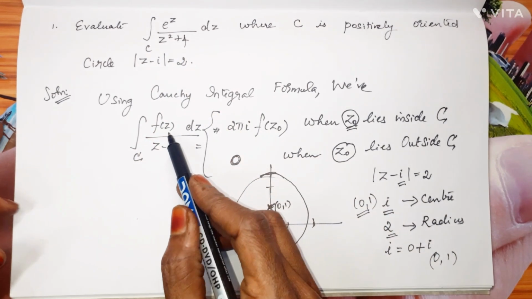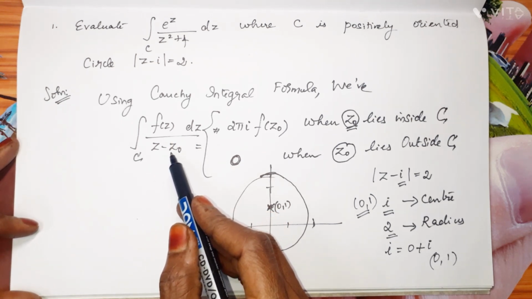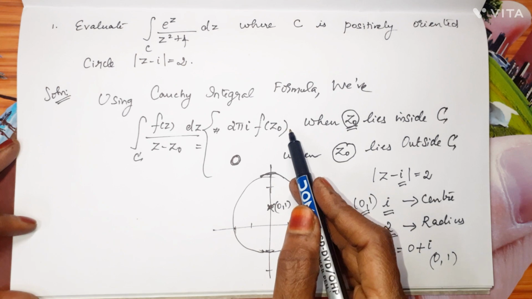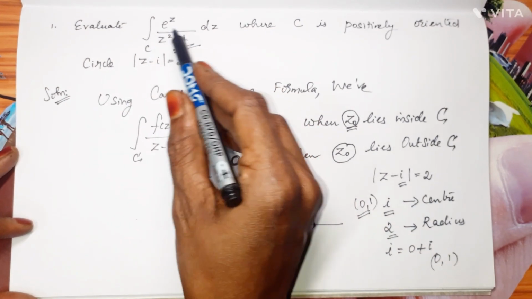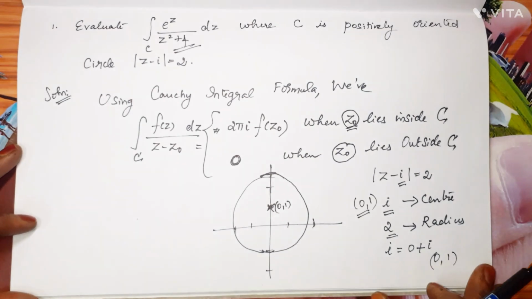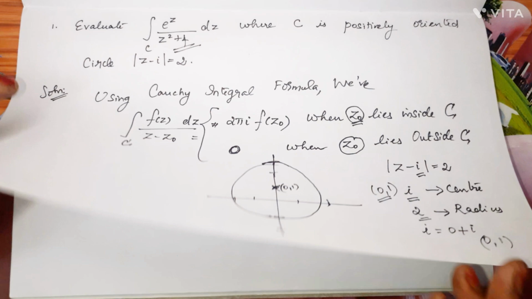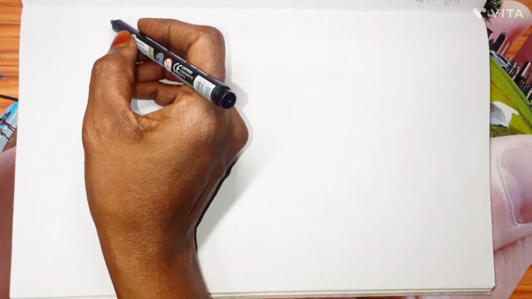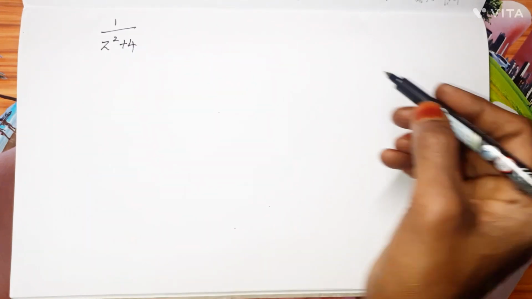But we have the formula for f of z dz by z minus z0. If it is a linear factor, we can use this one. But the problem given here has a quadratic polynomial in the denominator. First, we have to split this into linear factors using partial fractions. Let me do that. 1 by z squared plus 4.